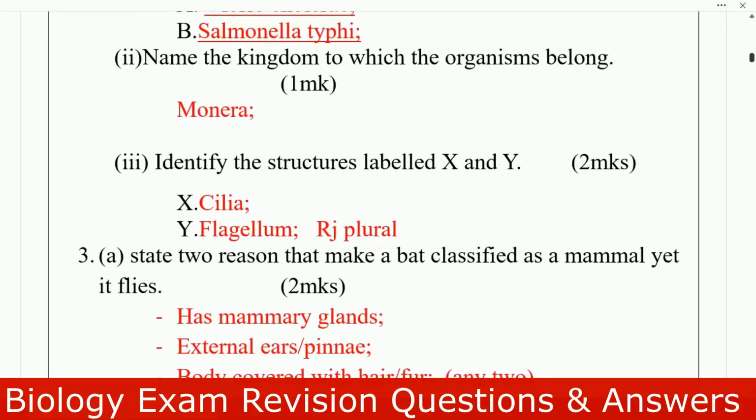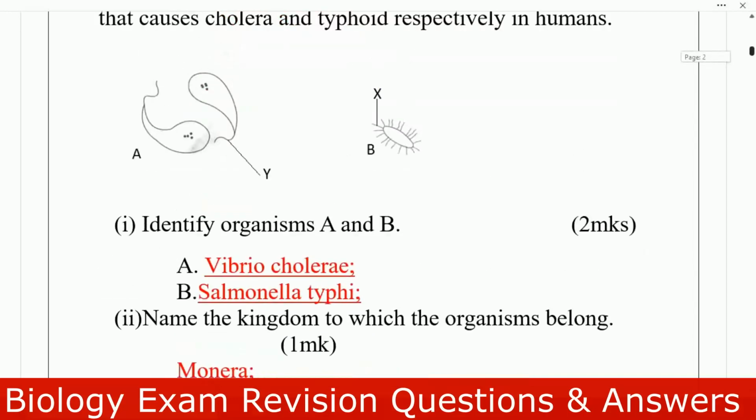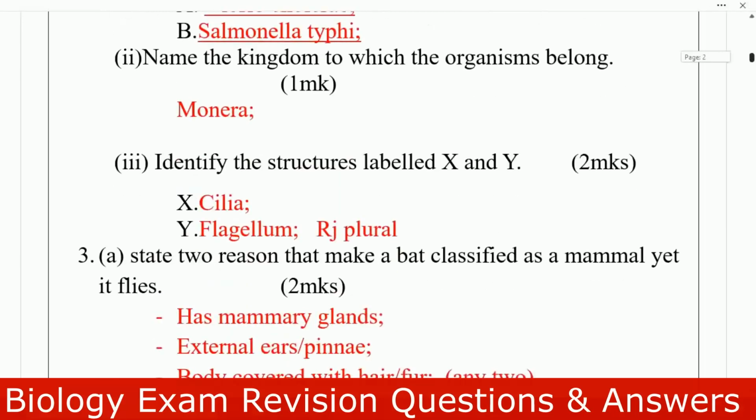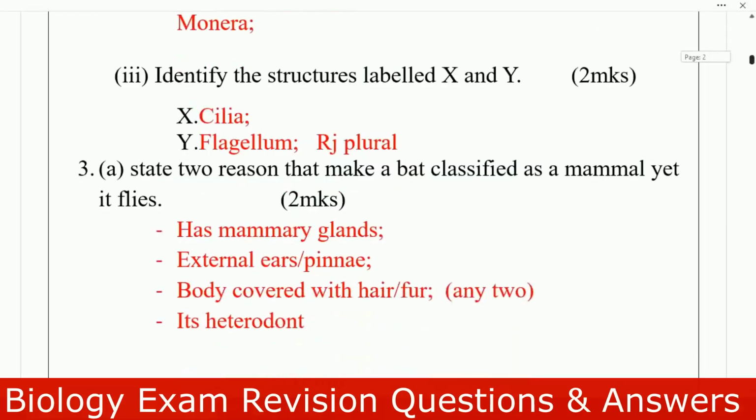Go to the next one. Name the kingdom to which the organisms belong. They belong to kingdom Monera. Identify the structures labeled X and Y. X, as you can see here, is there in B. That one is cilia. Y is flagellum. You are not supposed to write it in plural. Go to question number 3.